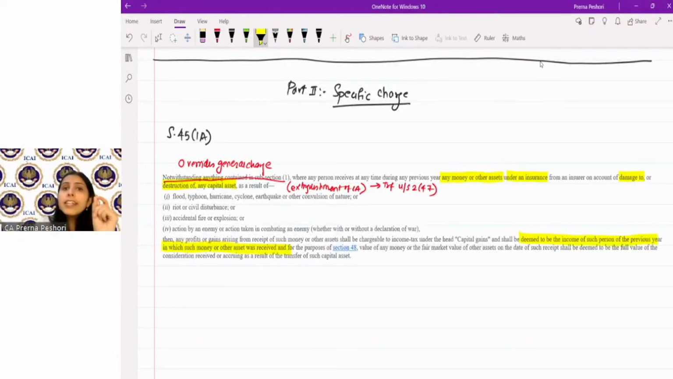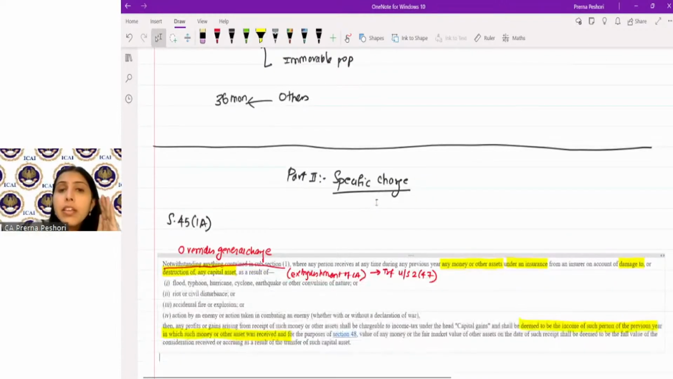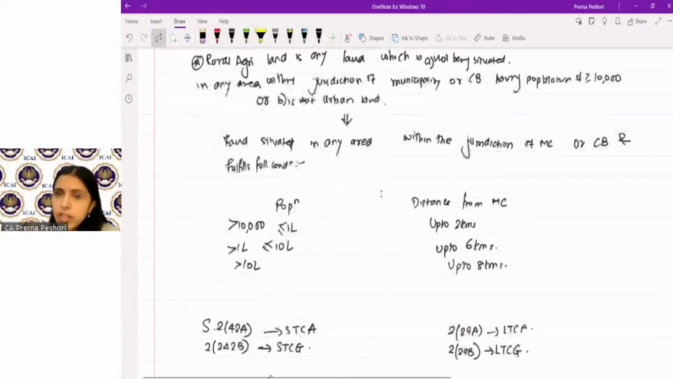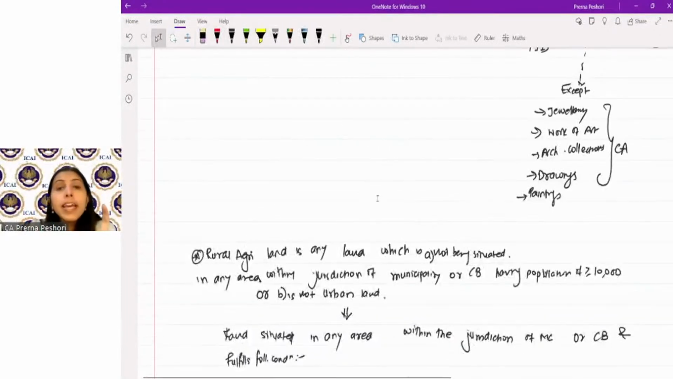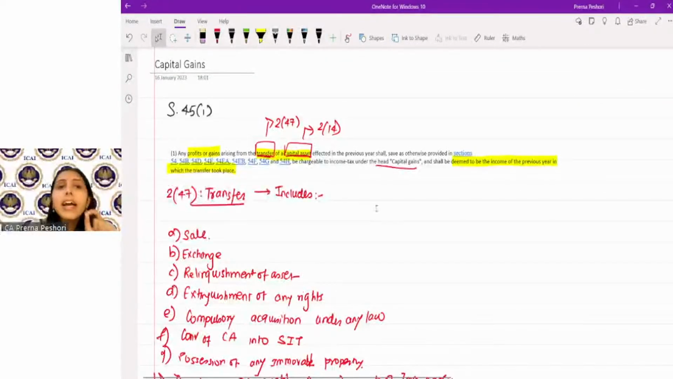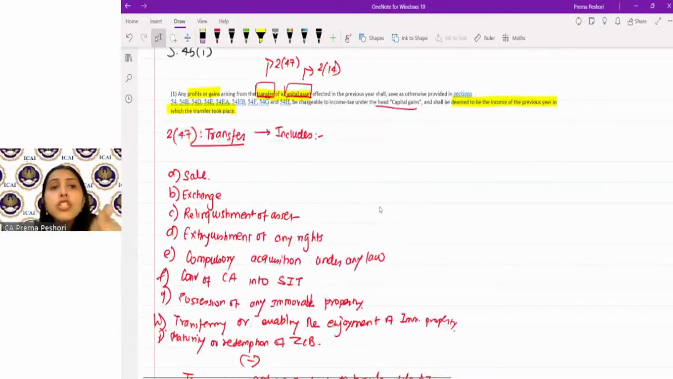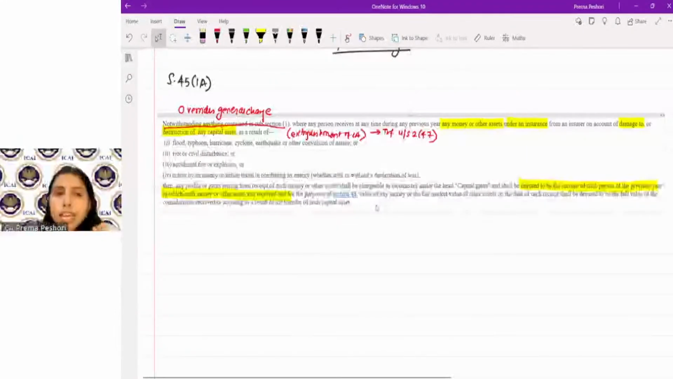So, it overrides the general charge under 45(1). When it is overriding the general charge, what did it say? It said that it will be deemed to be the income in the year in which the transfer takes place. Right? But 45(1)(a) is an override charge and it is saying that it will be deemed to be the income in the year in which the money is received. So therefore, this is a specific charge which is created for the purposes of the insurance compensation which is received.